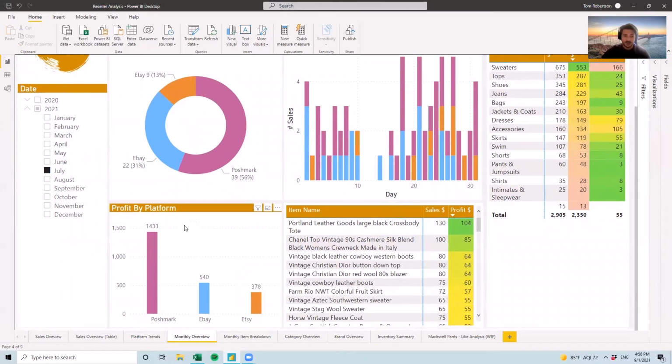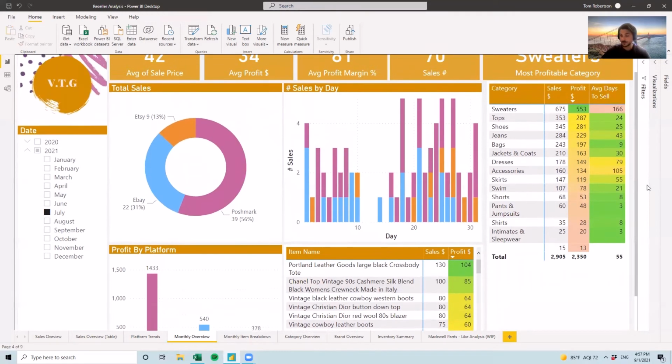We can then see our profit by platform. So total profit of Poshmark was 1,400, 540 on eBay and 378 on Etsy. And then we can see our top items that sold. Now I'll probably leave Lindsay to go ahead and do a video if you guys are interested on the specific items that sold, how she picks them up, where she picks them up, all of that good stuff. But this just keeps us being able to have a look at what our best wins for that month were in terms of the sale price and the profit that we made.